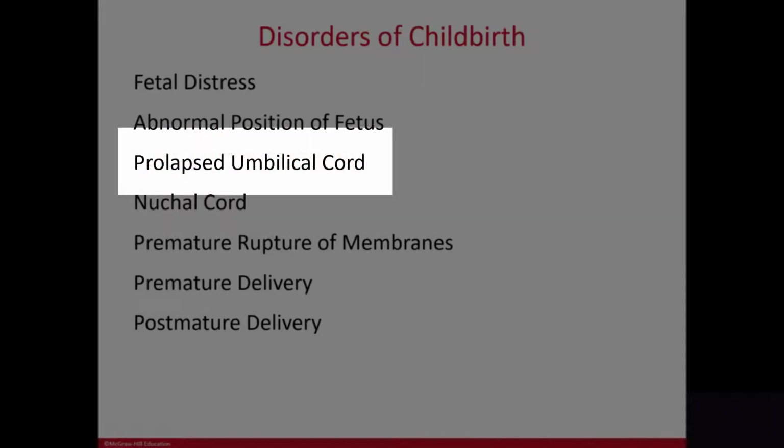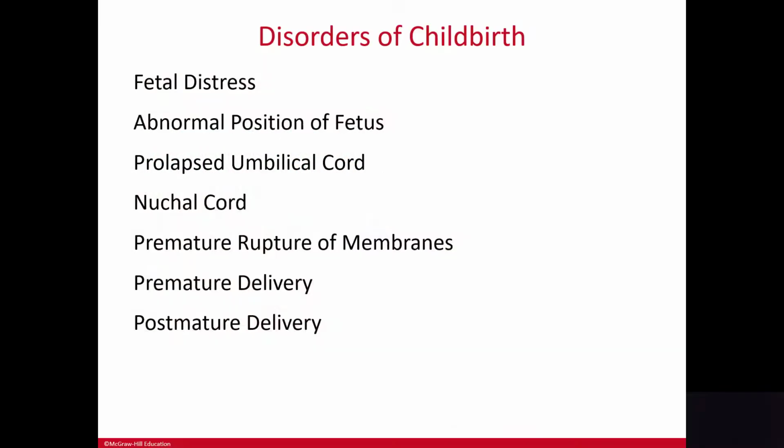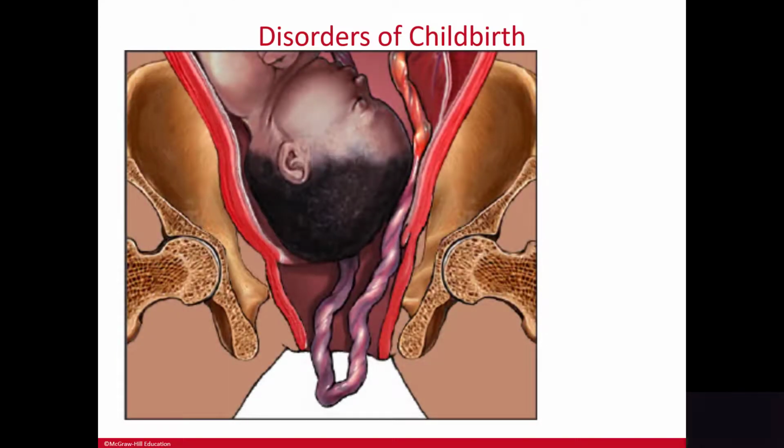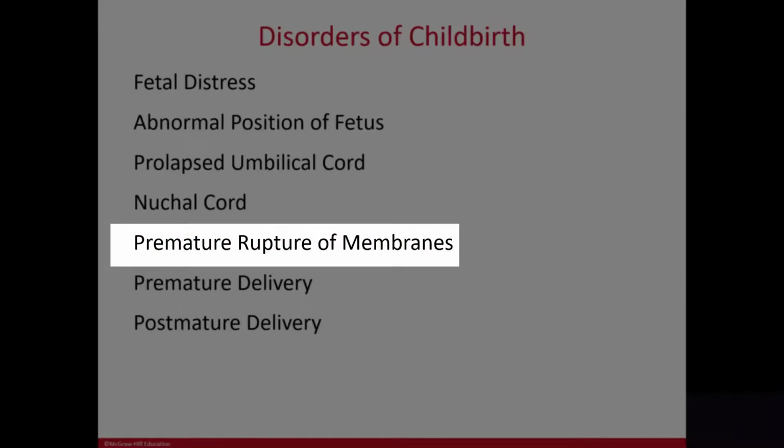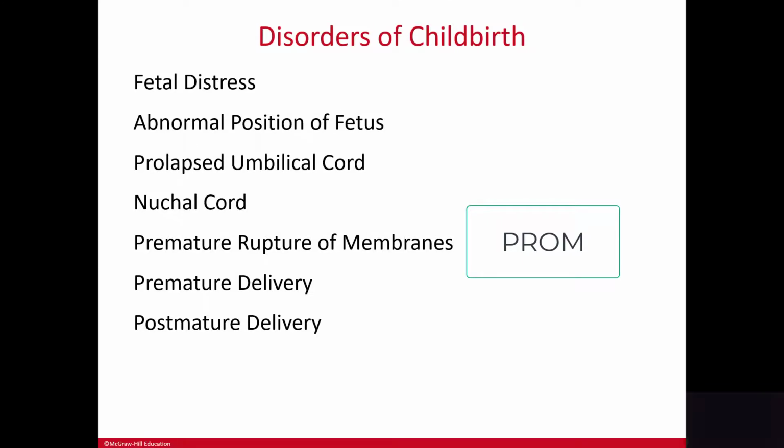In a prolapsed umbilical cord, the umbilical cord protrudes through the uterus before the baby, and pressure on the cord can cut off the baby's blood supply during contractions and delivery. So care must be taken to keep the pressure off the cord while delivering the baby. Premature rupture of membranes occurs when the amniotic sac ruptures before the baby is ready to be delivered, and this can cause loss of amniotic fluid and increases the risk of infection of the uterus and of the fetus. In some cases, the baby may need to be delivered prematurely.